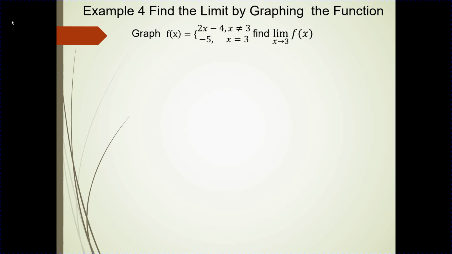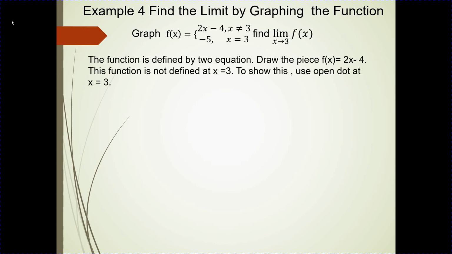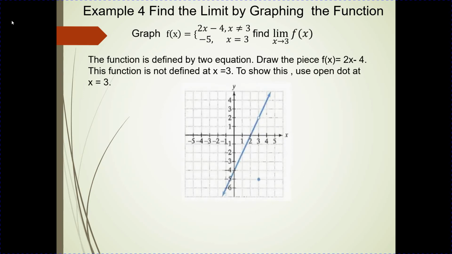Therefore, we need to draw the graph of 2x minus 4 using the x and y intercepts, and you will make an open dot at x equal to 3 on the line. Then at x equal to 3 you will have a closed dot at negative 5. So when you sketch the graph, it will be like this. And if you have the graph, then it will be easy for you to find the limit.